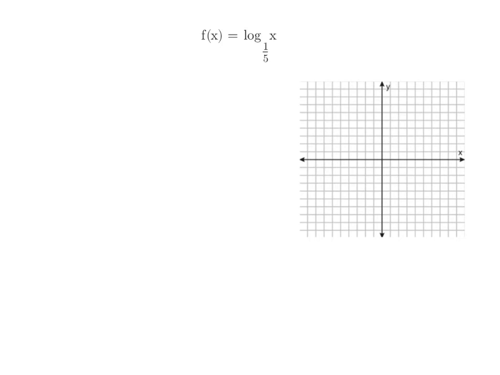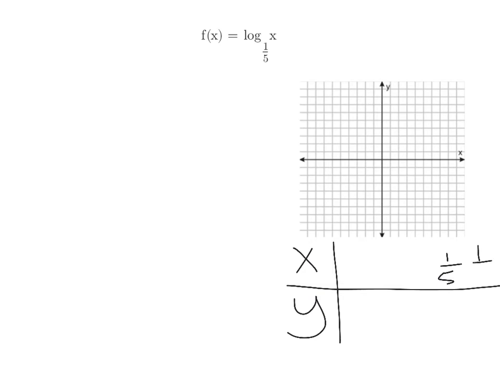Again, we need to create a table of values to graph this function, and we want to be very careful about what values we input to our function for x. The values that we input should all be powers of 1/5. Well, I know that 1/5 is a power of itself, because anything to the first is itself, and 1/25 is also a power of 1/5, because 1/5 squared is 1/25. 1 is a power of any number because anything to the 0 is equal to 1.